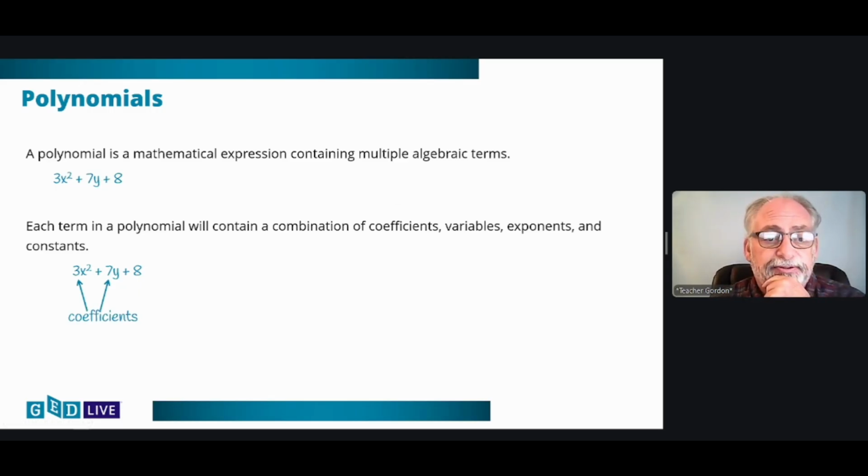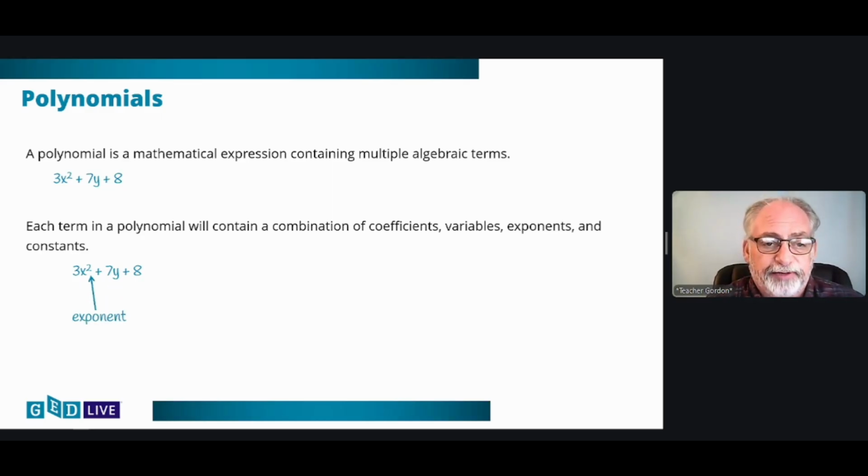The variables, you may know, are the letters. Now let me make it clear. Variables are unknown values, but they're real values. They actually have values. We just don't know what they are. So we're given them as letters, but they have a real value.